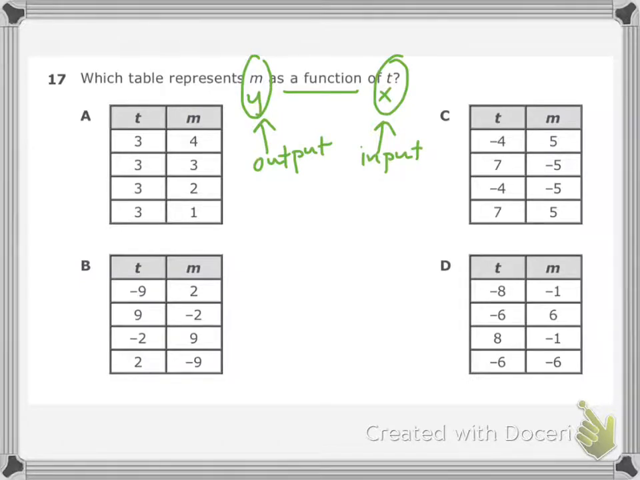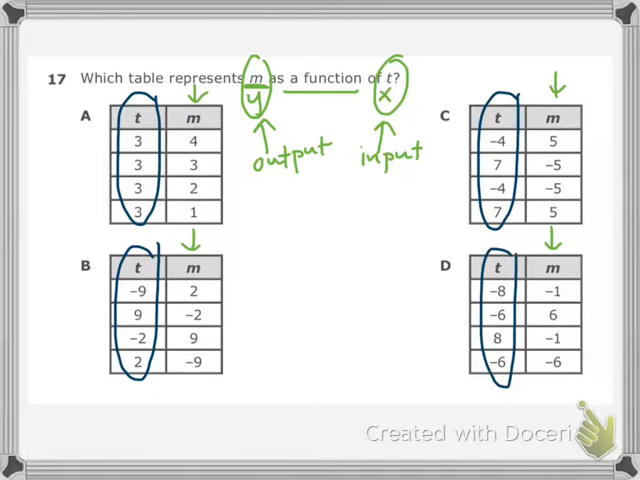So it's basically saying your output variable in this case is M, which is in the second column, which is what we're usually used to, right? But to determine if it's a function, we're going to look at the input column. And remember, for it to be a function, we're looking for our input values to not repeat. On A, every single one of these repeats. That's not a function. On B, nothing repeats. -9 and 9 are different numbers, so B is probably our answer. On C, the -4s repeat and the 7s repeat. On D, the -6s repeat. So B is definitely a function. That's our answer.